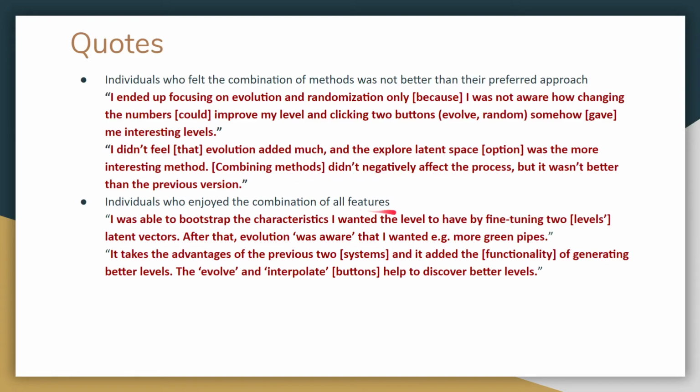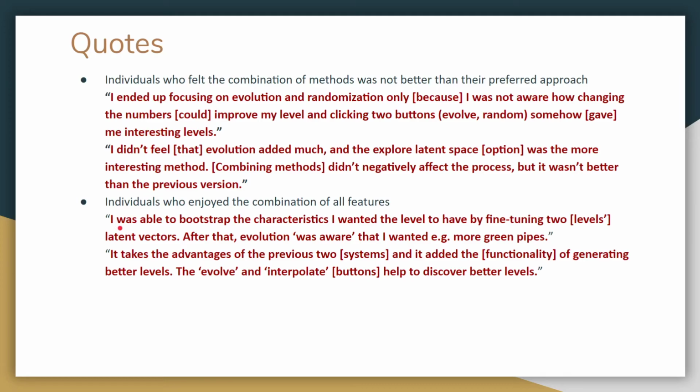Now, users that liked the combination of features revealed that it's a bit harder to use both sets of features together effectively, and usually they were using one set of features for one thing and another set of features for something else. So they were maybe getting started with one and then elaborating with another, and some quotes bear that out.